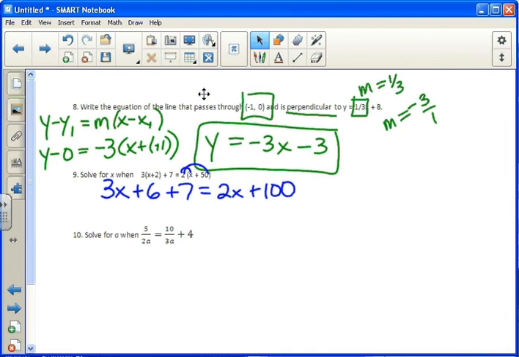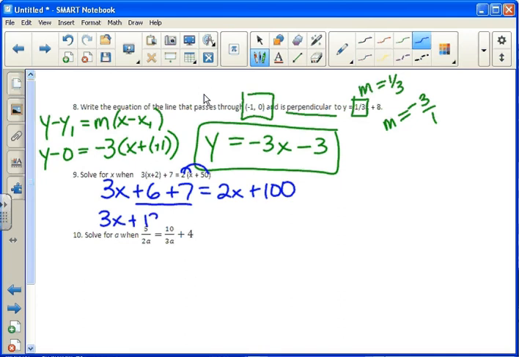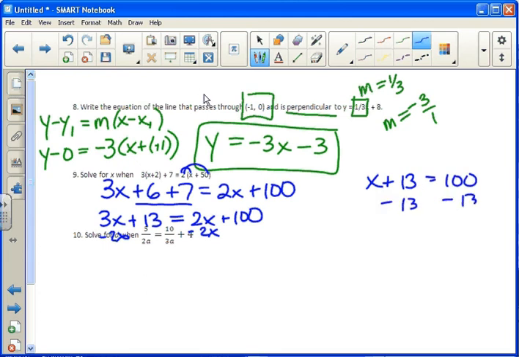So now, plus 6 plus 7, 3x plus 13 equals 2x plus 100. Then I can subtract 2x from both sides, and I get x plus 13 equals 100. Then subtract 13 from both sides, and I get x equals 87.